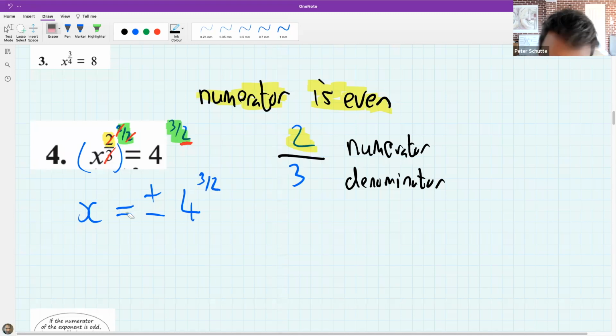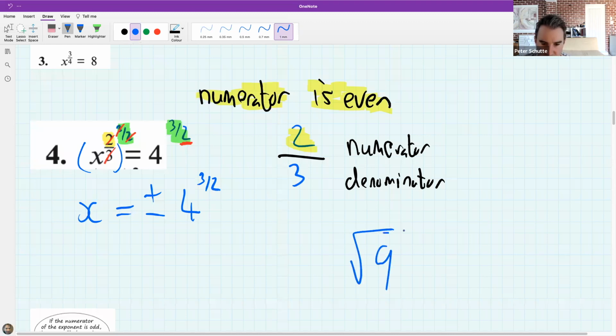Now, there's a couple of ways you could learn this. The one is to say when the numerator is even, you always put a plus minus in for your answer. The same way, if I said to you, what is the square root of 9? It turns out there's actually two answers. There's plus and minus 3, isn't there?